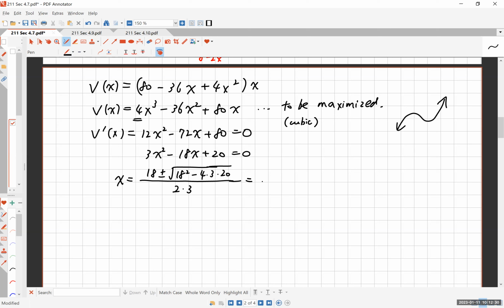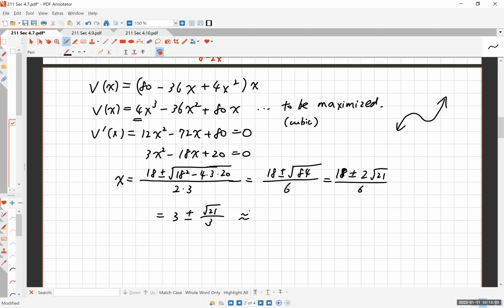Okay, so this is 18 plus or minus, and you can take your calculator out. The inside is going to be 18 squared minus 240. That's 84. Okay, so that's 18, and you can factor out 4, and that's going to be 21. Right, this part, I'm sure you can do that. All right, so this turns out to be 3 plus or minus square root of 21 over 3.